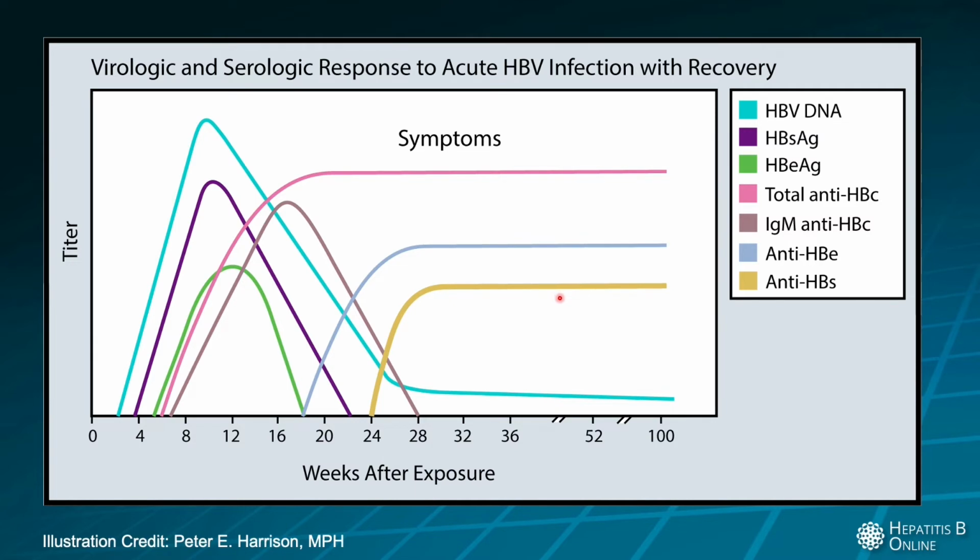Here in gold is the surface antibody. This becomes detectable on a blood test after the disappearance of surface antigen in persons who are able to get rid of the virus and avoid a chronic infection. The presence of anti-HBs following a new infection generally indicates recovery, and a person is then protected or immune from reinfection with hepatitis B.